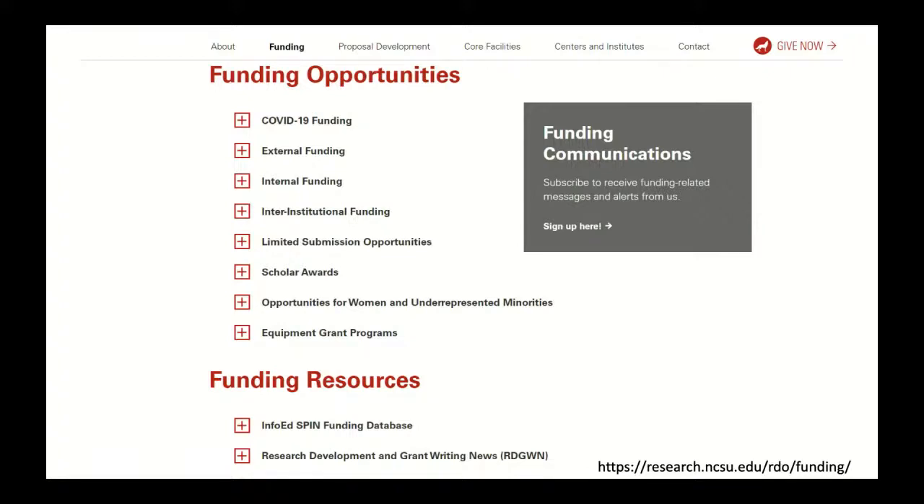And to the right, there's this gray box that says Funding Communications. This is really key. If you're not already signed up for these funding communications, you really should. At least twice a month, Emily Callahan in my office sends out a very comprehensive listing of opportunities, federal, state, foundations, you name it. It's really a great resource to find out where the money is coming from and how you might be able to access it. So please do sign up.